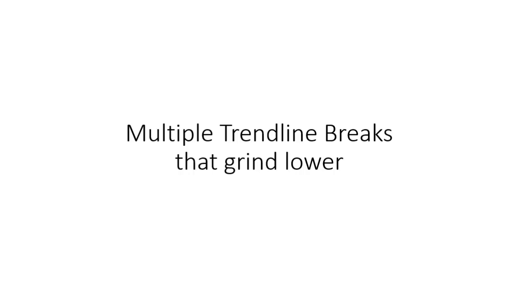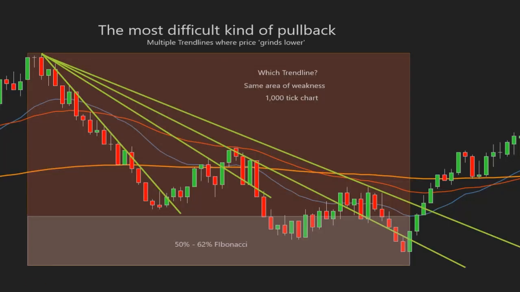Okay, now these multiple trend lines, they grind lower. They're the hardest ones to figure out, okay, because price breaks a trend line and then it grinds lower. It breaks a trend line and it grinds lower here. You can see it breaks the trend line and it grinds lower. Eventually it goes up, but how many losses do you take? How do you avoid those losses? And how do you manage your risk in all that? So we're going to look at each trend line one at a time in this example, okay?